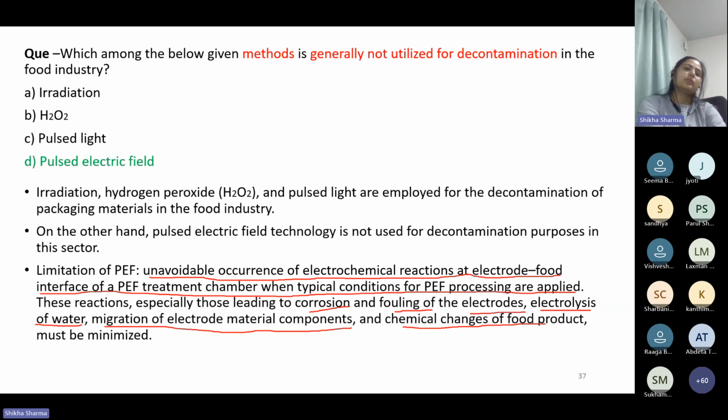Anyone having a doubt? Irradiation, I've seen it sometimes used, like gamma radiation on potatoes, to avoid germination or sprout formation and green color. They use gamma radiation to avoid this.